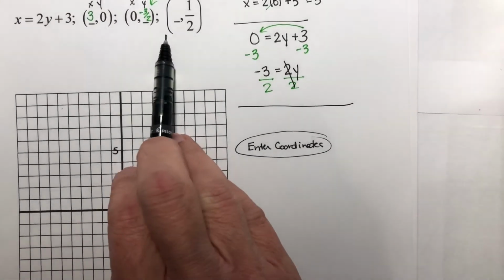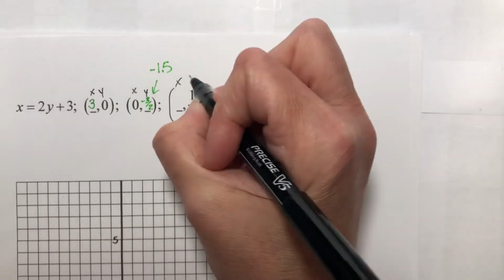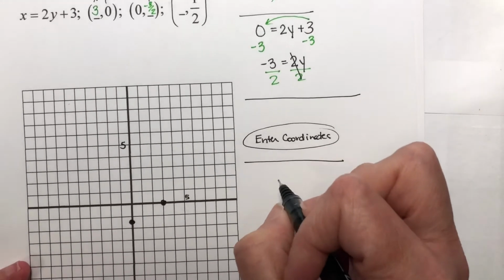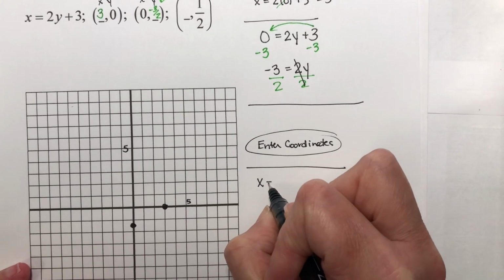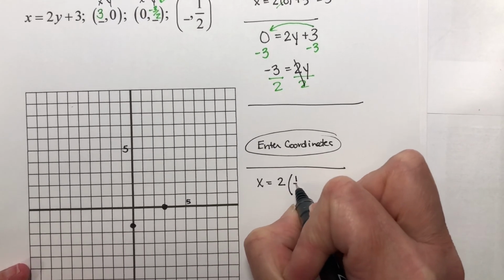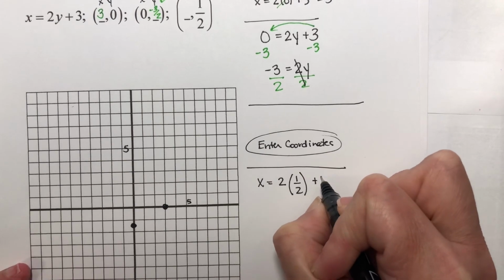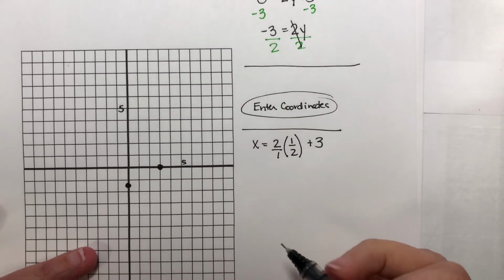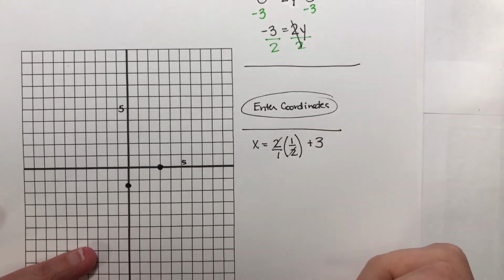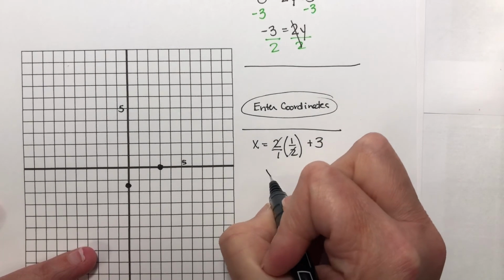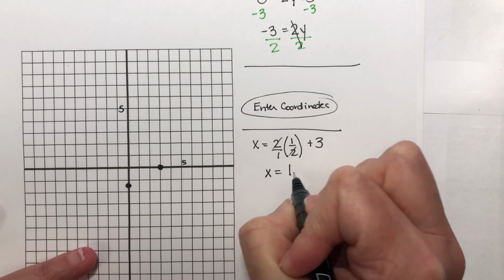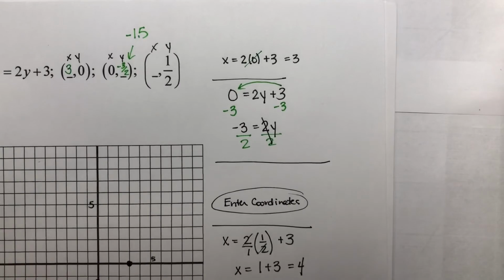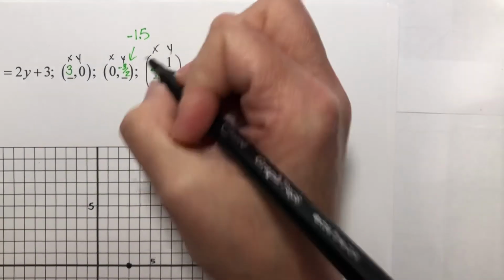Let's finish this up by plugging in 1/2 for y. This gives me x is equal to 2 times 1/2 plus 3. Okay, that's 2 over 1. When you multiply here, your 2's go away. Those are reciprocals, so x is equal to 1 plus 3, which is 4. So a 4 should go in this position.